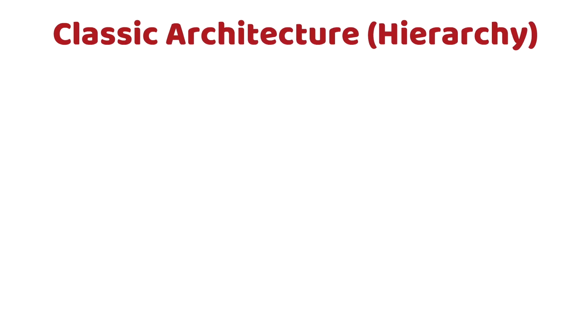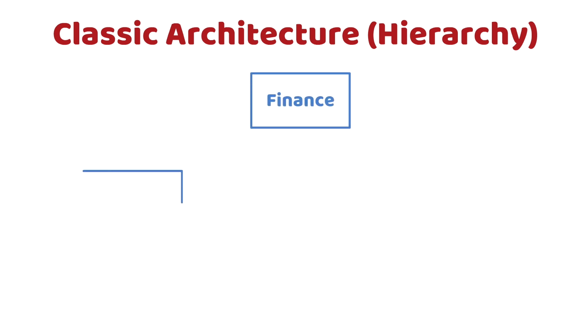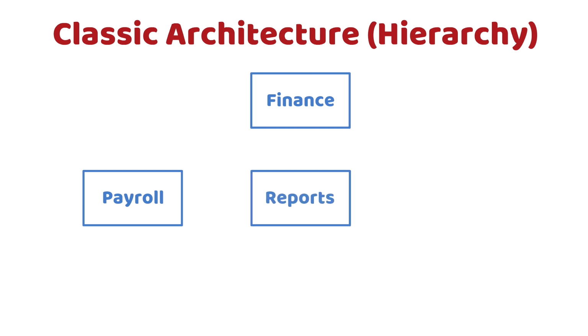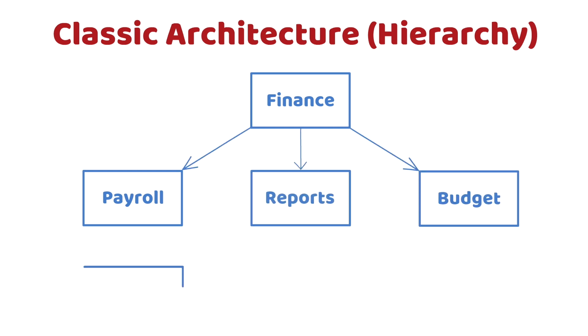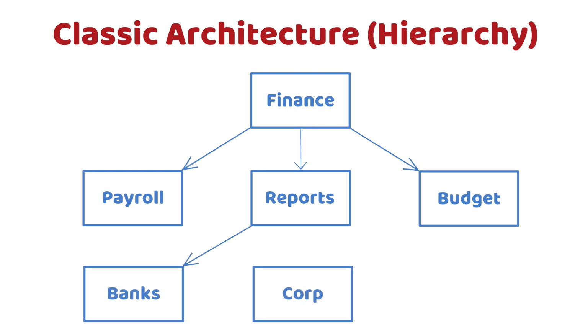Let's take a look at the classic architecture, or the architecture that's based on a hierarchy. At the top we have the finance SharePoint site, and then we have the payroll, the reports, and the budget subsites. Then the reports SharePoint site has banks and the corporate reports subsites. So we have a deep nesting here.